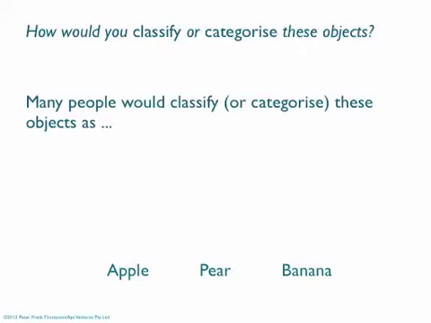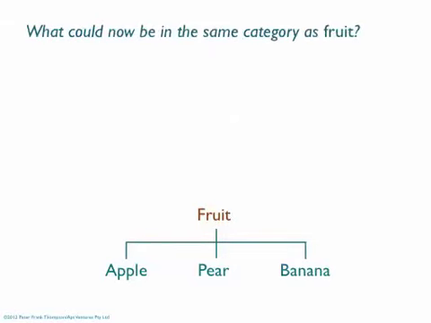Many people would classify or categorize these objects as fruit. That seems fairly logical and straightforward. What's interesting is, what did we have to do to come up with the label fruit? To take this question a bit further, let's answer the question at the top of the screen. What else could be in the same category as fruit? But that also invites another question.